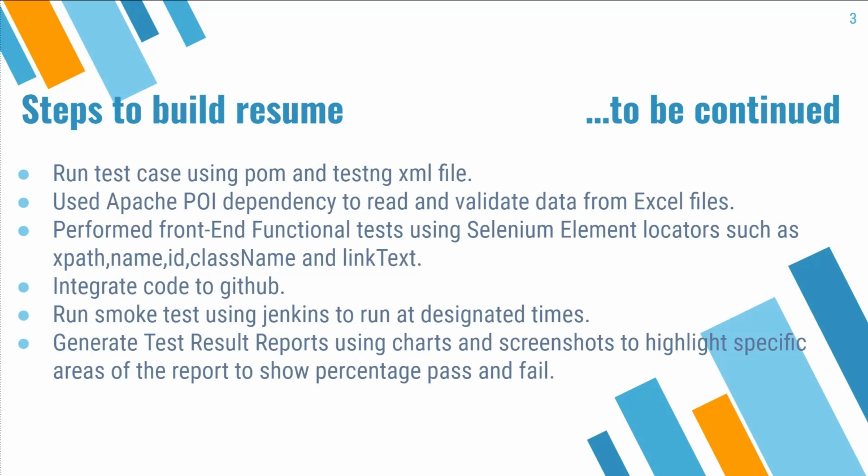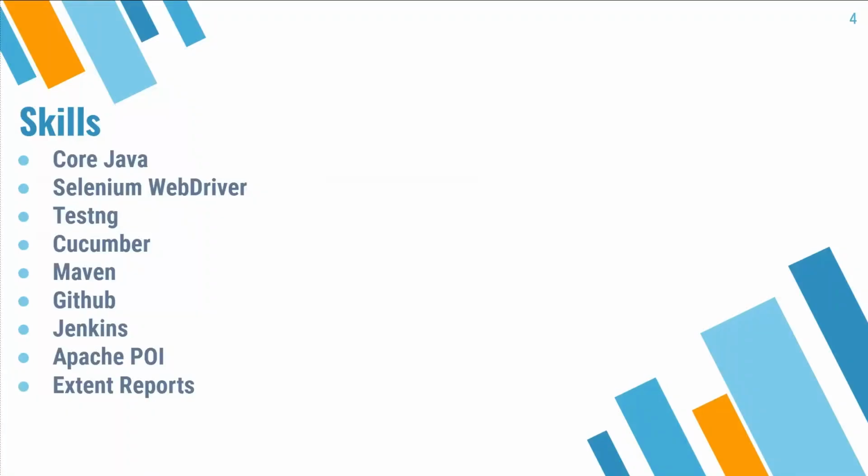That means whatever is required in Selenium frameworks and what we did in our project, we have mentioned here in terms of points. You just have to add these points to your resume so that it will be clear to the interviewer that you have performed all the tasks required in Selenium frameworks. At last, you can put your skills here: Core Java, Selenium WebDriver, TestNG, Cucumber, Maven, GitHub, Jenkins, Apache POI, and Extent Report. All these parts are needed to run Selenium frameworks. You need to mention all the skills, because if you know all of this, then you can easily work on Selenium frameworks, which every interviewer knows about. So at last you have to add these skills as well.